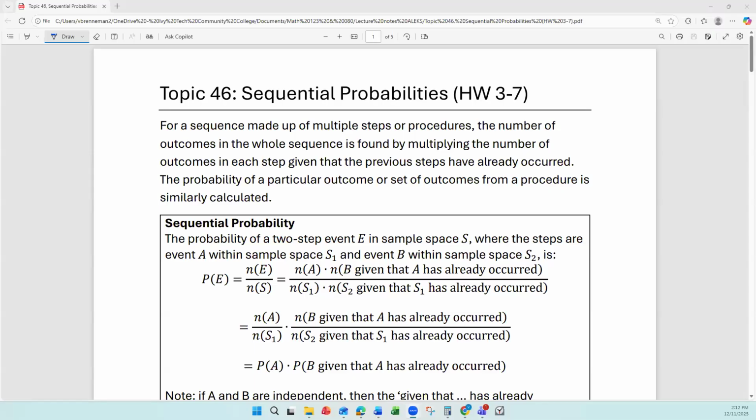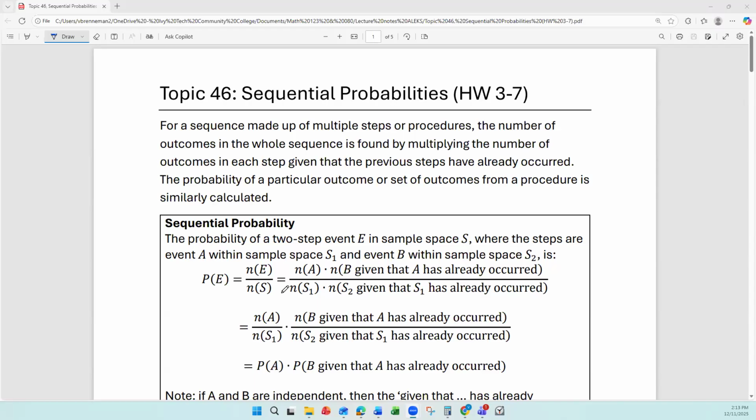This video is over topic 46, sequential probabilities. So as with sequential counting, the probabilities get multiplied together. So this is when you have the probability of this happening and this happening and this happening step by step.